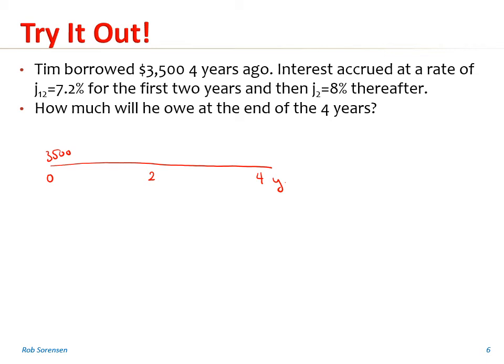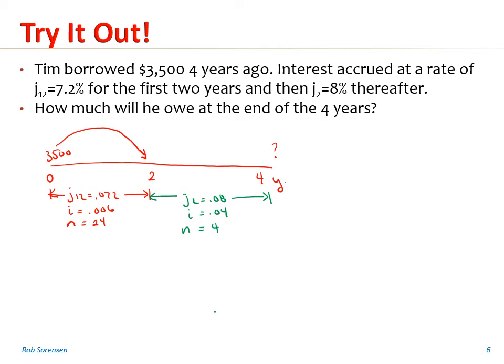And so I'll put the $3,500 there, and it's going to earn interest at a rate of J12 is equal to 7.2% for the first little while. Well, that gives me a little i of 0.006 and an n of 24 because I've got 2 years compounding monthly. And then we switch the rate to J2 is equal to 0.08 for the remaining time. I think there's a little i of 0.04. And now this time period is another 2 years going twice a year, so n will be 4. That'll take us out to the very end so we can see what we've got at that point.